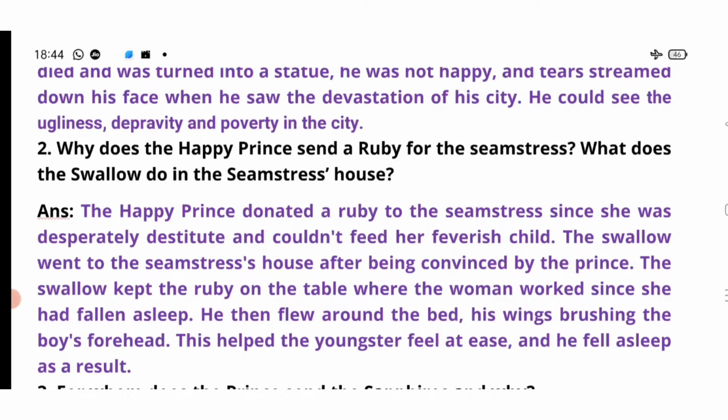The swallow kept the ruby on the table where the woman worked since she had fallen asleep. He then flew around the bed, his wings brushing the boy's forehead. This helped the youngster feel at ease, and he fell asleep as a result.